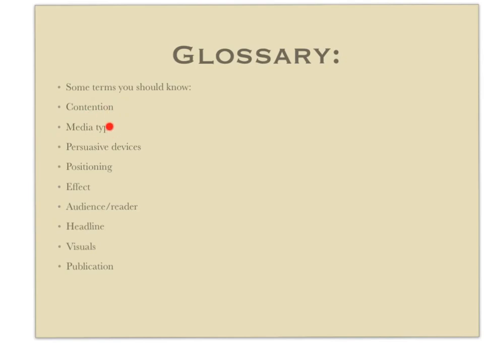Next, there's a media type. A media type is what type of piece you are being presented with. So it might be speech, it might be a letter to the editor, it might be an editorial. So for your SAC and throughout this area of study, you can be given any type of media piece, and it's important that you learn how to identify them because you're going to need to be able to do that in your introduction.